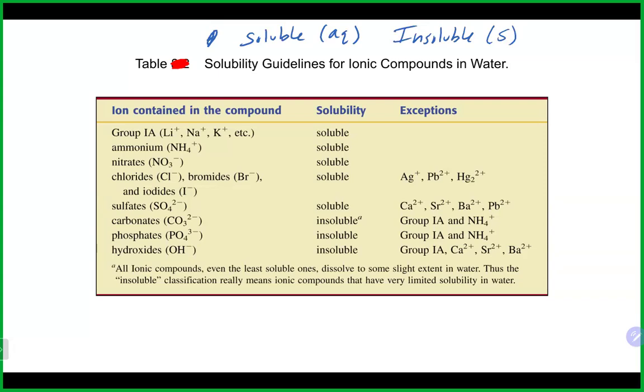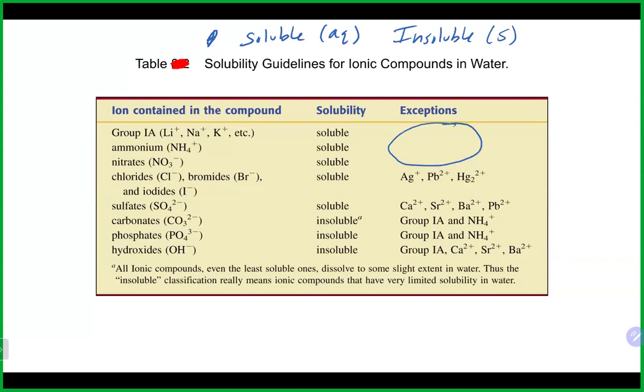So some of these rules here are, if you have anything in group 1 on the periodic table, you're good to go. That's going to be soluble, so that's not going to make a solid, and it really will be a solution. If you have anything that has ammonium in it, NH4 plus, that also will be soluble. There are no exceptions. And if you have anything with nitrate, also going to be soluble, no exceptions.